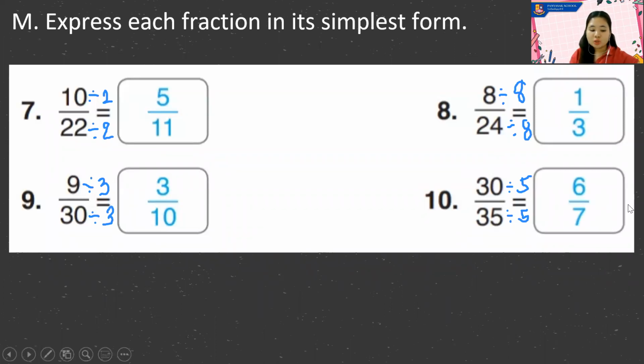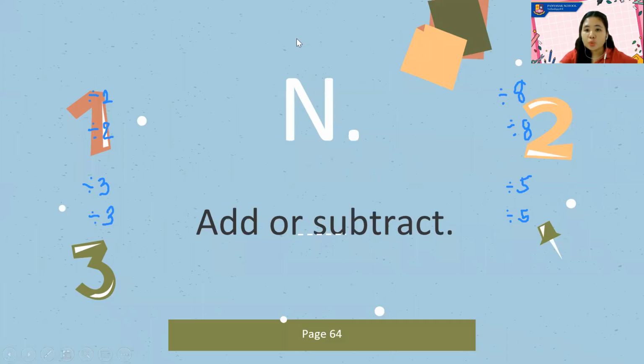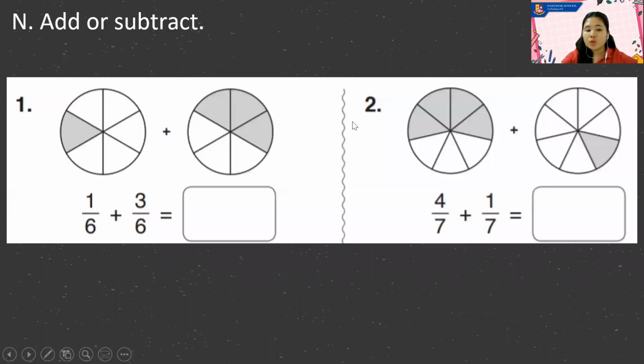Now, let's go to letter N. In letter N, we have to add or subtract, plus or minus. Open your books on page 64. Let's go now to number 1. Number 1, we have 1/6 plus 3/6.